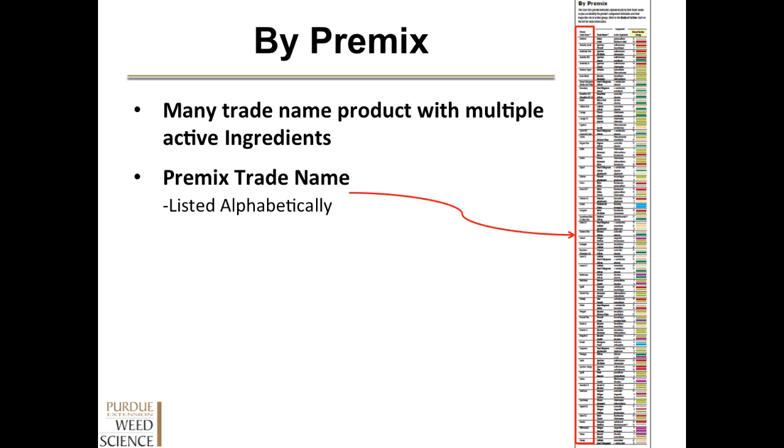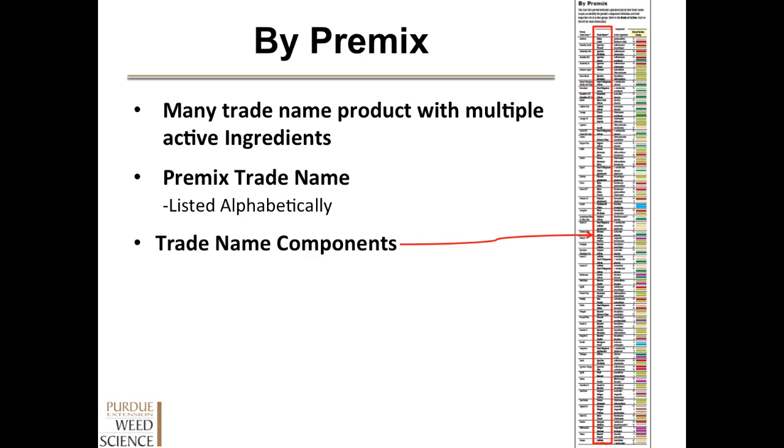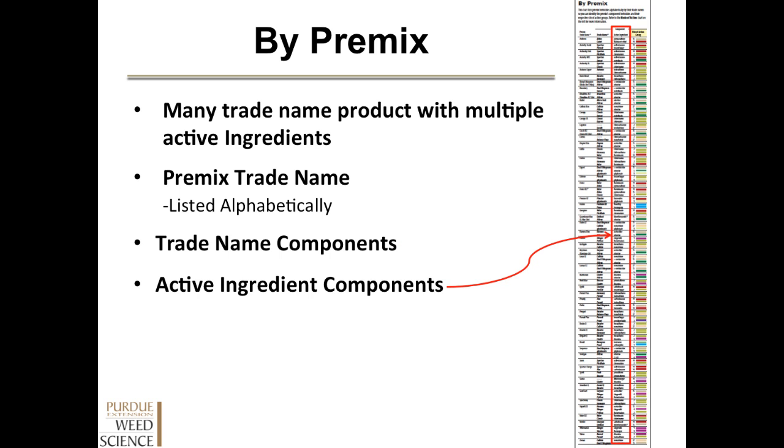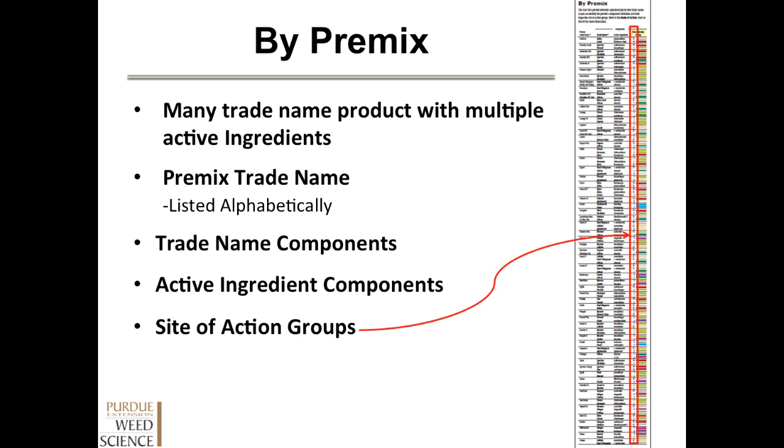So this is pretty handy, really, to have these in alphabetical order. Go down there and find your product. Now, as you move over to the right, you'll see that it breaks down each of those premixes by their components. First, by the trade name of those components. Secondly, by the active ingredients of those components. And then it further breaks them down to the site of action groups of each of those components.